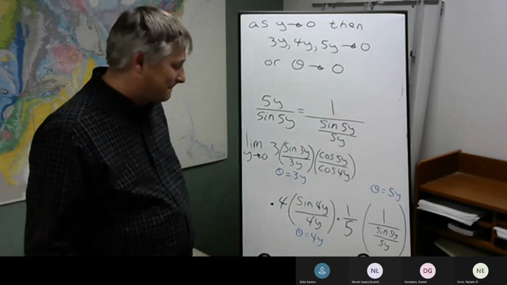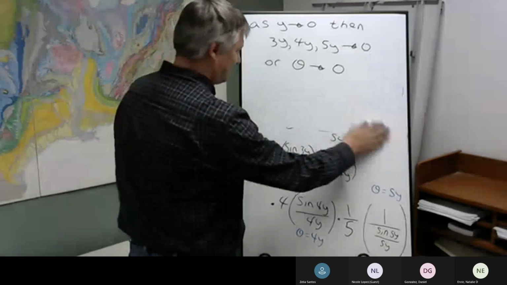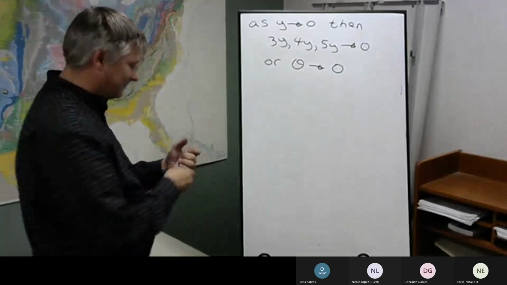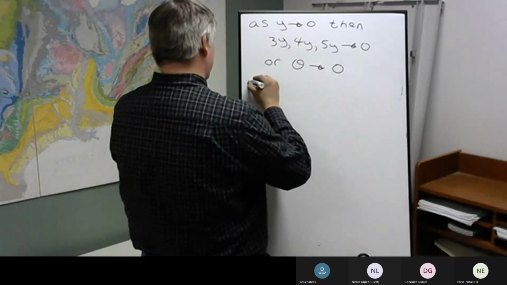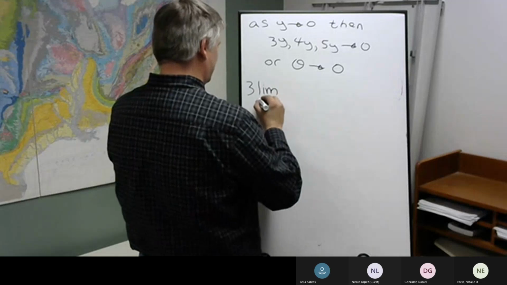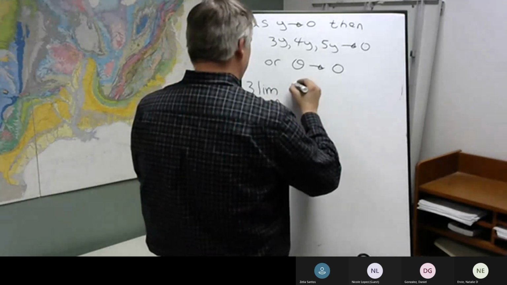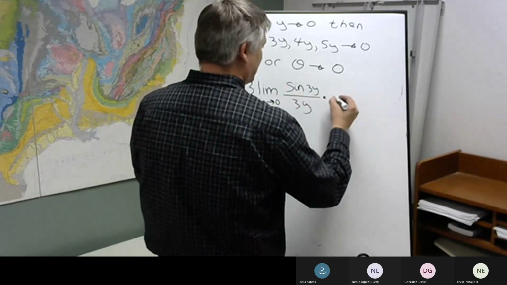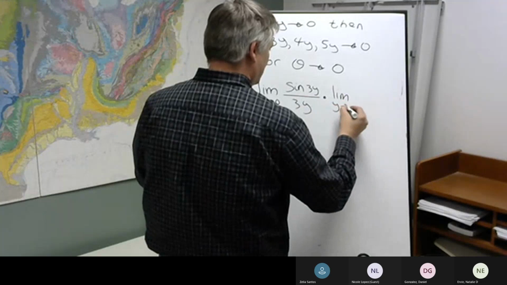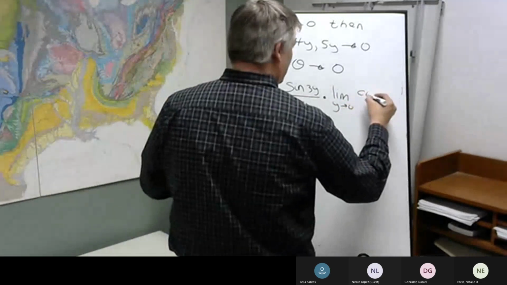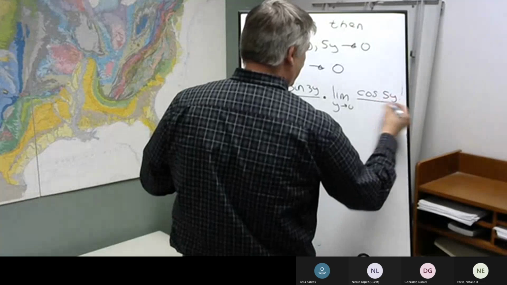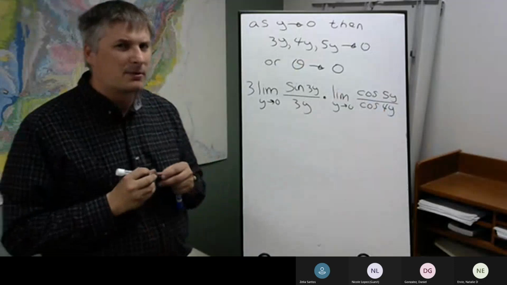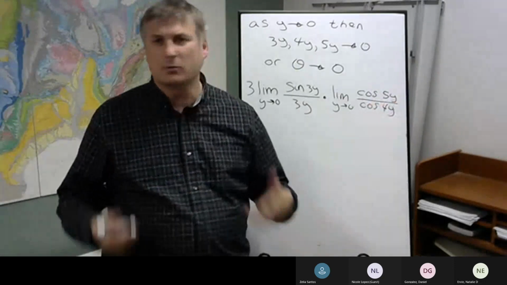So what does this become? Well, we'll get 3 times the limit as y goes to 0 of sine of 3y over 3y, times the limit as y goes to 0 of cosine 5y over cosine 4y. And again with this one, we're going to use that polynomial property where we just swap out the y's for 0, we're going to be fine.